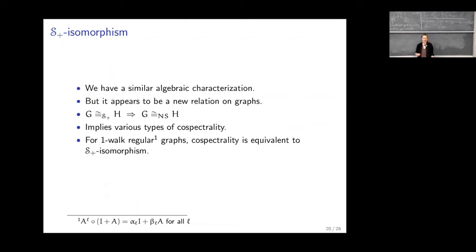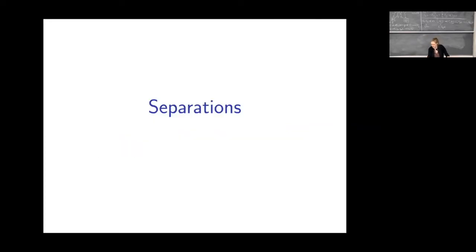And now the next thing is that if your graphs are sufficiently nice, specifically one walk regular, then actually this PSD isomorphism is equivalent to the two graphs being cospectral. And I want to finish by showing you some examples of separations. Okay, what do I mean by separation?